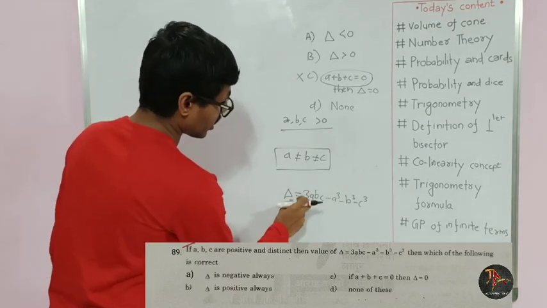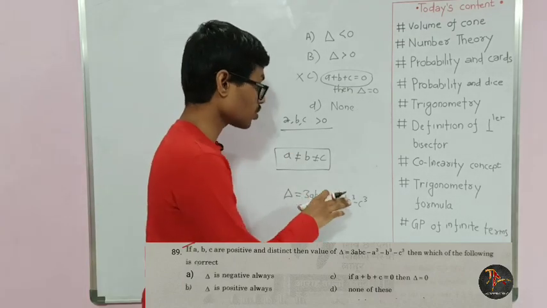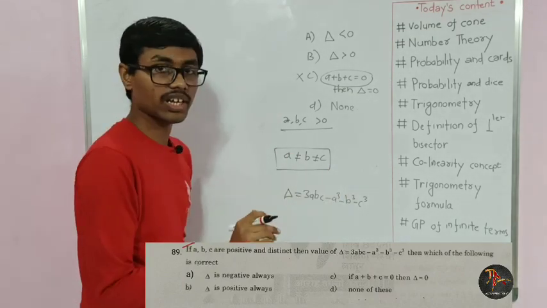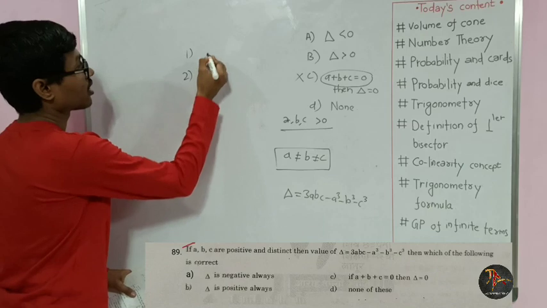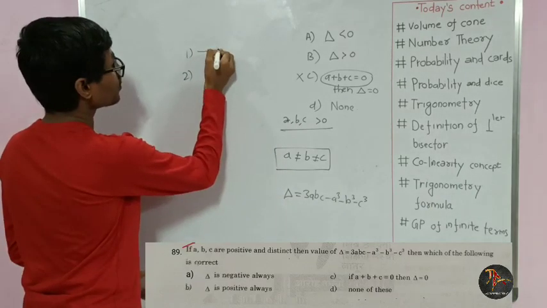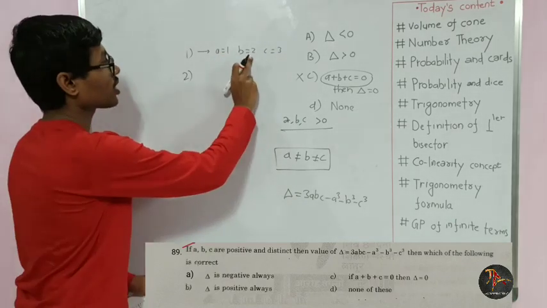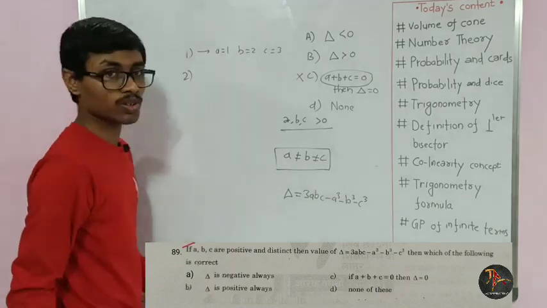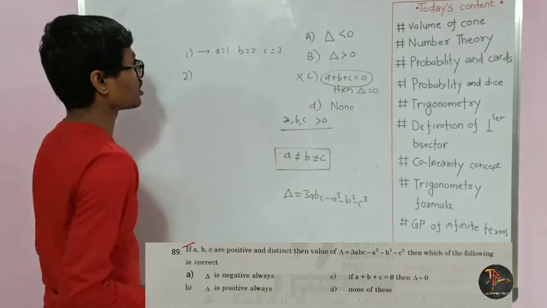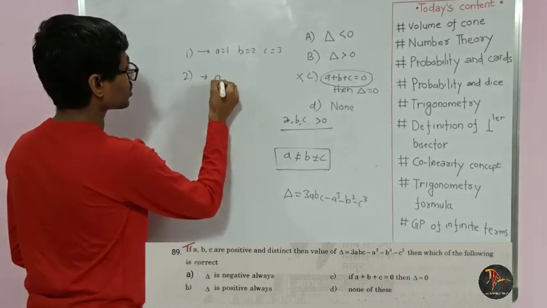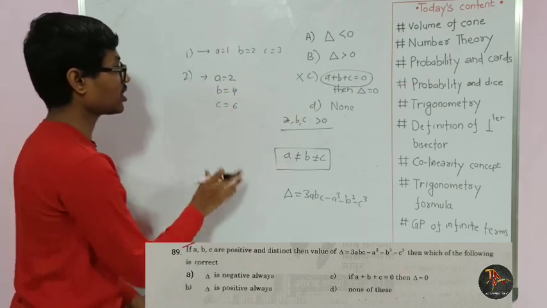Now we have to find the delta value. To solve this question, there is one simple method. We don't have to solve any theory here. We take just three arbitrary values. So I take two sets of values. In the first set, I assume A is equal to 1, B is equal to 2 and C is equal to 3. A is not equal to B, B is not equal to C, and A is not equal to C. So A, B, C are different values and all are greater than 0. Let me take another set of values: A is equal to 2, B is equal to 4 and C is equal to 6.